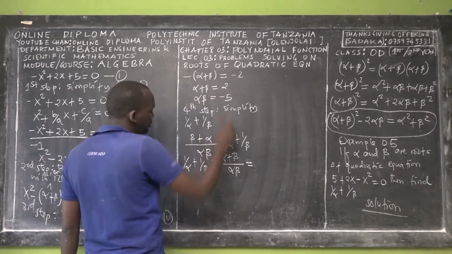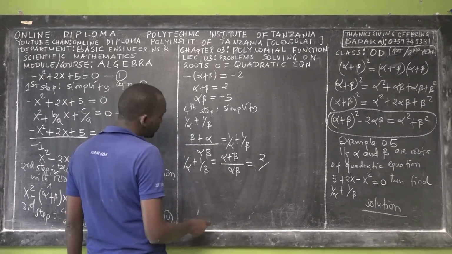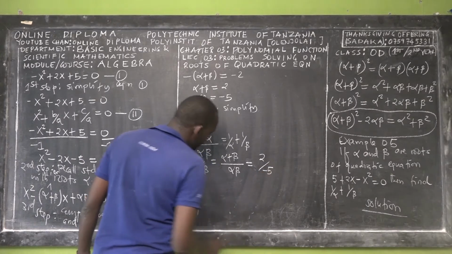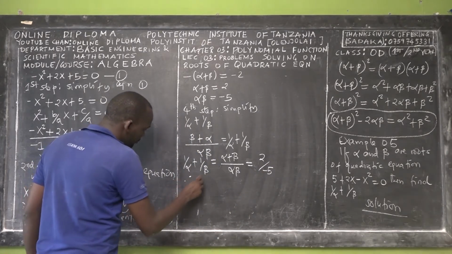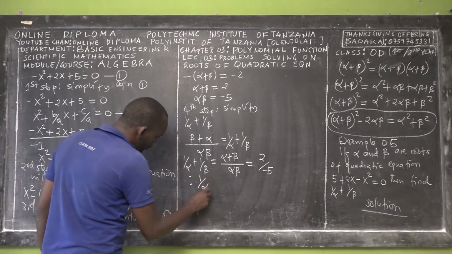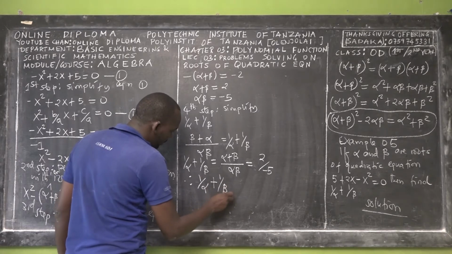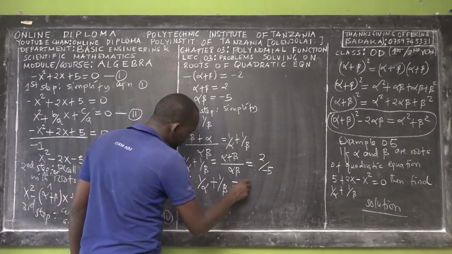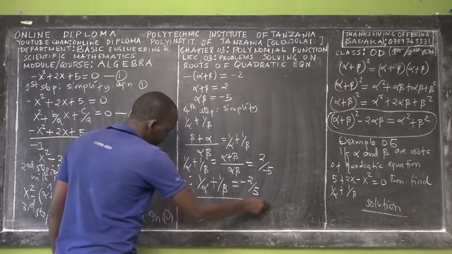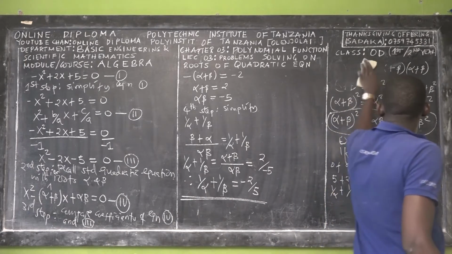Alpha plus beta is equal to 2, and alpha times beta is negative 5. So here we have negative 5. Therefore, the value of 1 over alpha plus 1 over beta is equal to negative 2 over 5. That's the value.